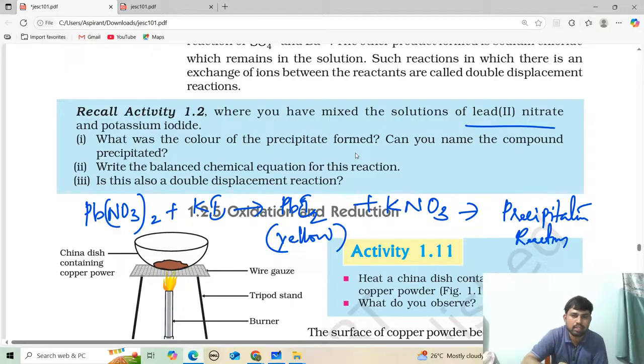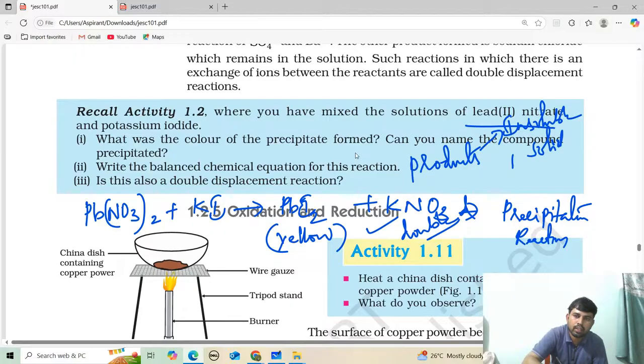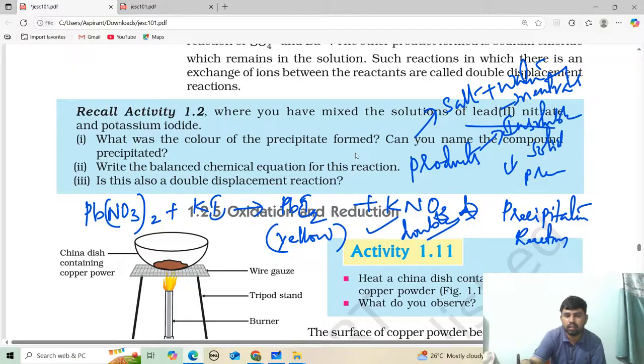And then write the balanced chemical equation for this reaction. This is a double displacement reaction. Under double displacement reaction, again based on products, if the product is an insoluble solid, it is called a precipitation reaction. Suppose the products are salt and water, what is it called? Salt and water, it is called a neutralization reaction. Okay, just remember. Now the next questions we can see.